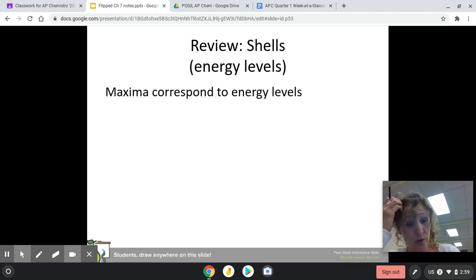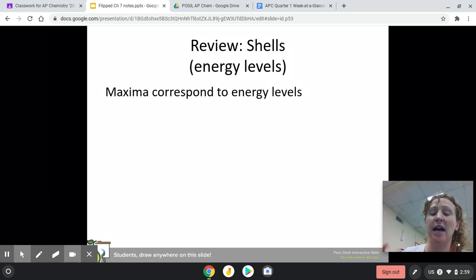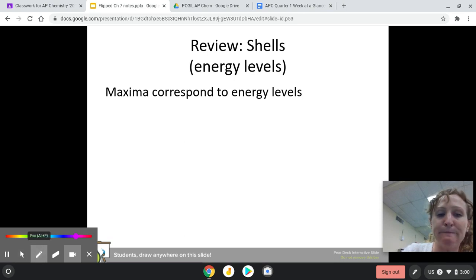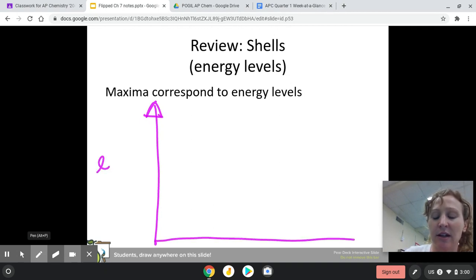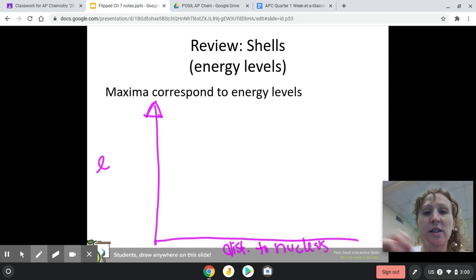Okay, so when we are talking about energy levels, one of the graphs I want you to be aware of is the graph that you looked at in that little exploration for covalent atoms, covalent molecules. And so when you're talking about electrons and its location to the nucleus, what you want to think of in terms of energy is potential energy.